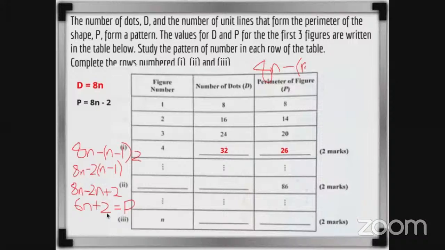And they're asking you to find the number of dots and the figure number. So we basically need to find n in order to find d, because if we know what n is, we can easily work it out. But all we're given is the value for p. So what can we do to find out the n, the nth term? All that we have now on the table.